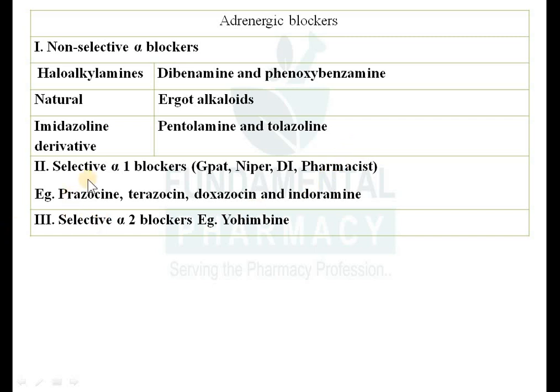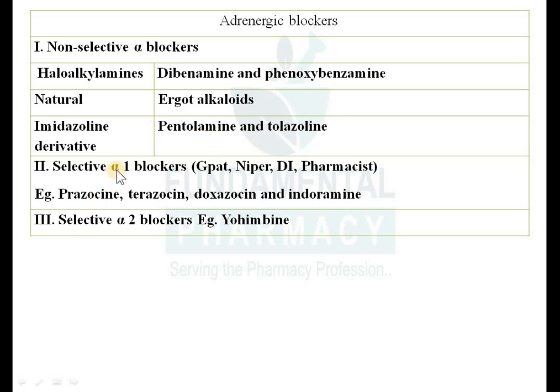Then the second class is selective alpha blockers, selective alpha 1 blockers. That means these kinds of drugs selectively block only the alpha 1 receptor. You know alpha 1 and alpha 2. Alpha 1 is stimulatory in nature, alpha 2 is inhibitory in nature. So whatever the action of alpha 1 is will be a stimulatory action, and that of alpha 2 will be inhibitory.